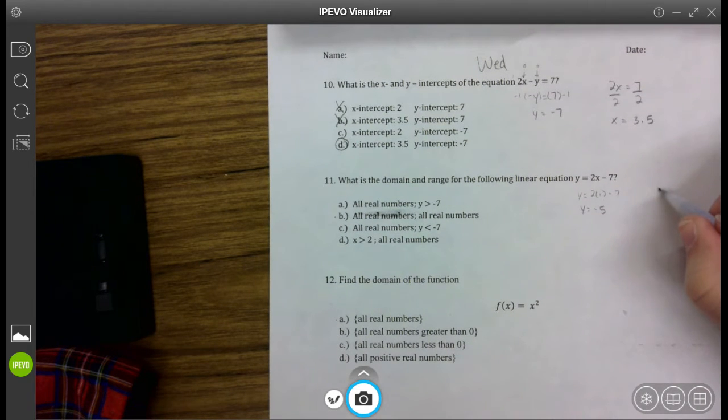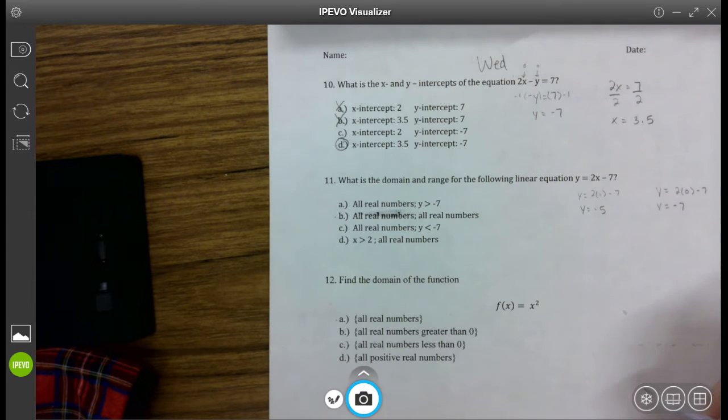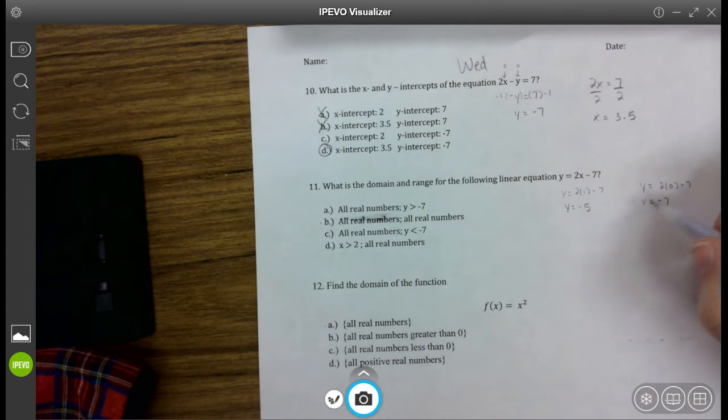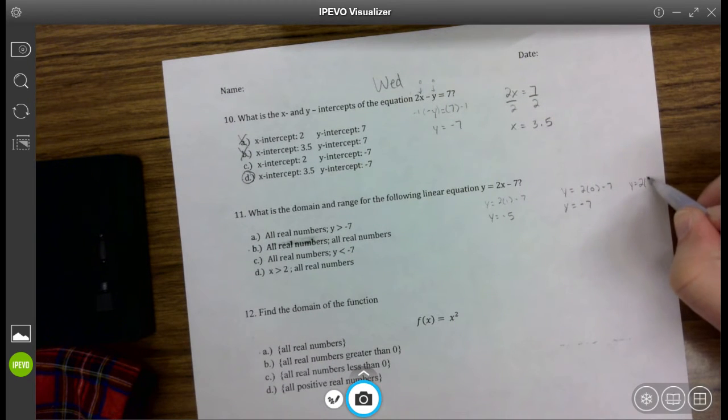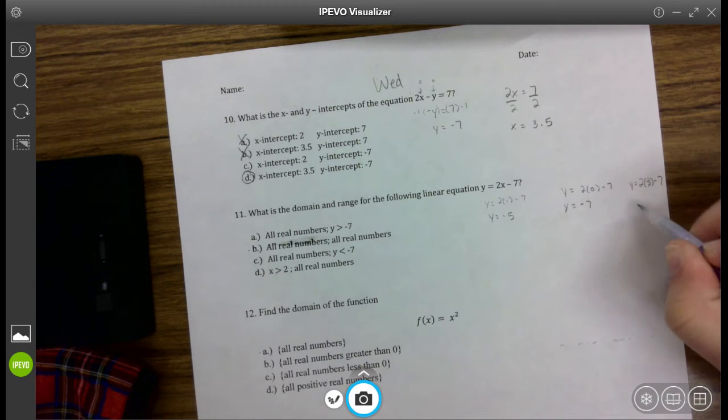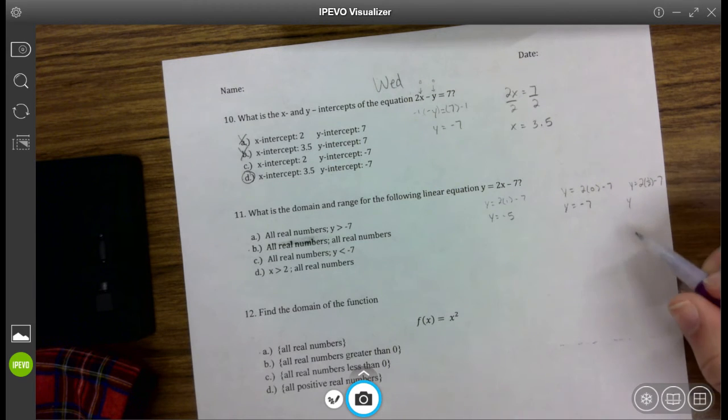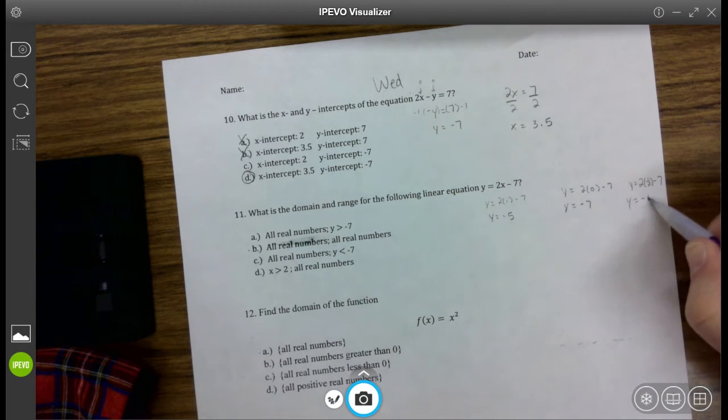Now we need to make sure that a 0 could work. So if we plug in a 0 for our domain, we get y to equal negative 7. Now lastly, in order for them to be all real numbers, we need to be able to plug in a fraction. So if we plug in, y equals 2 times 1/2 minus 7, 2 times 1/2 is 1, 1 minus 7 is negative 6.